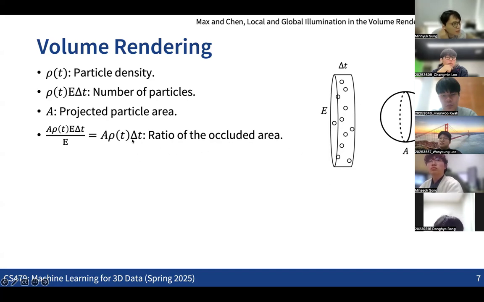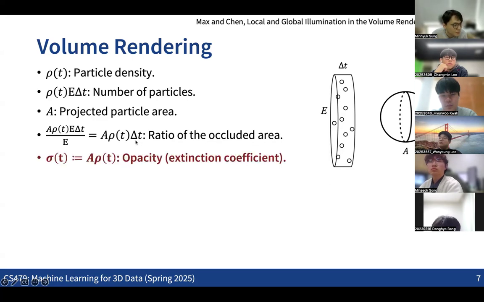So what you can see is that this ratio of the occluded area correlates with delta T here. So what we are going to do is define A times rho T, the projected area multiplied by the particle density, as the extinction coefficient, which means how likely the ray will be occluded by any of the particles here. So when you multiply this term by delta T, how much the light flies in this small section, this gives the ratio of how much the ray will stop in this specific slice.